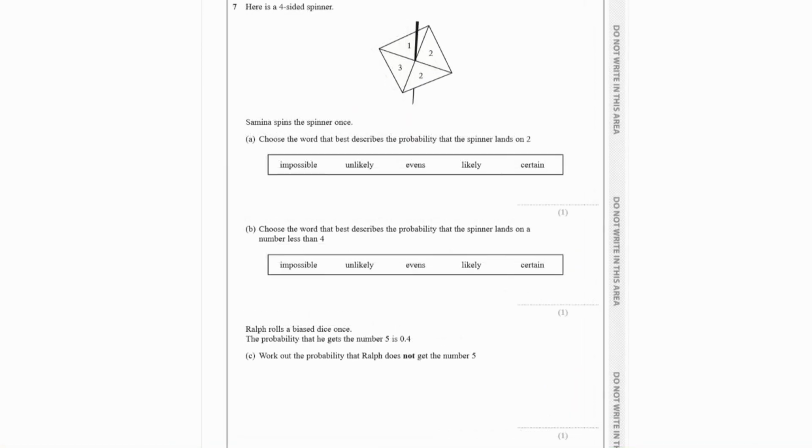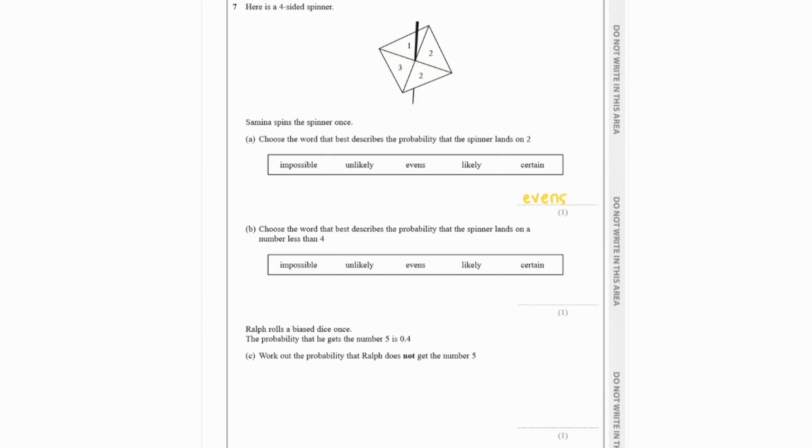Question 7. Here's a 4-sided spinner. Samina spins the spinner once. Part A, choose the word that best describes the probability that the spinner lands on 2. So as we can see, half of the spinner is labeled 2, and therefore the probability is a half, or in words, we can say evens.